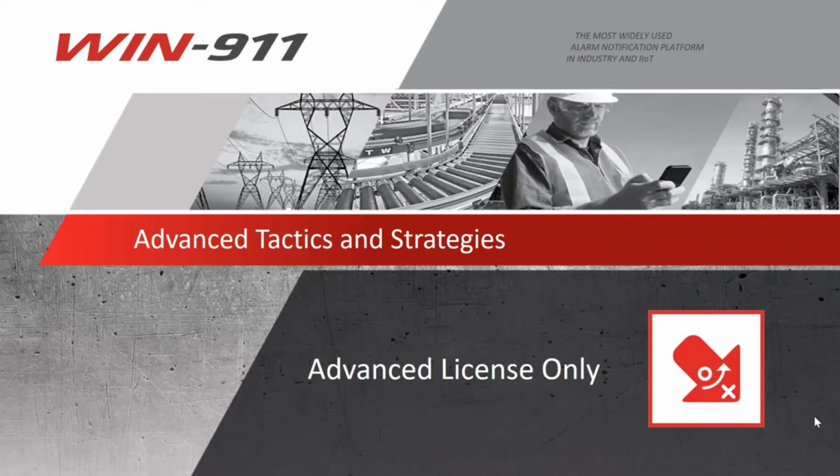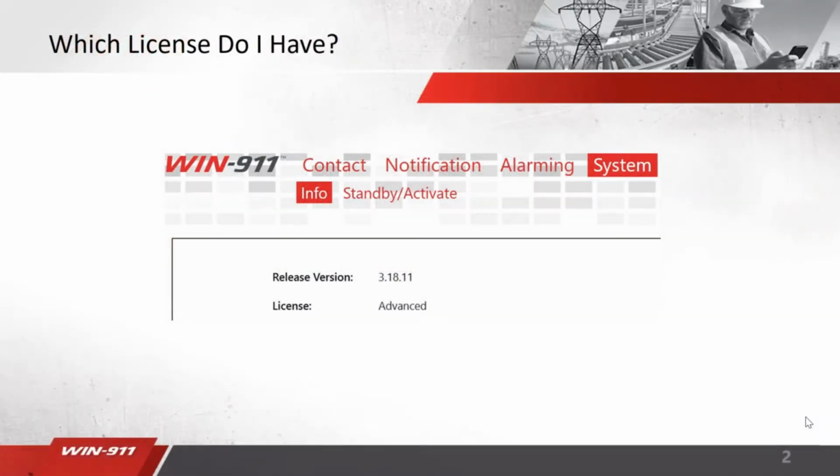In this video, I'll be discussing advanced tactics and strategies, only available on the advanced license of the software. How do you find your license? Inside of WIN-911, you can go to the System and Information tab. Here you can see I'm using the advanced license.